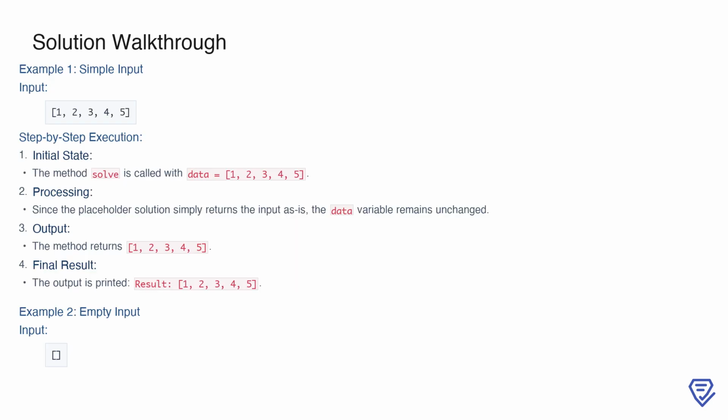To begin, we have example 1 with a simple input consisting of the list 1, 2, 3, 4, 5.